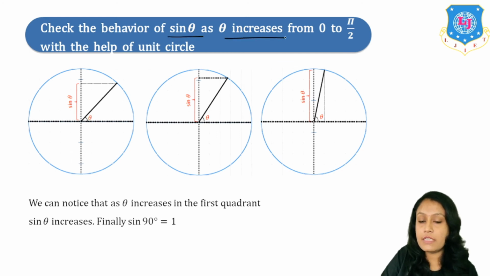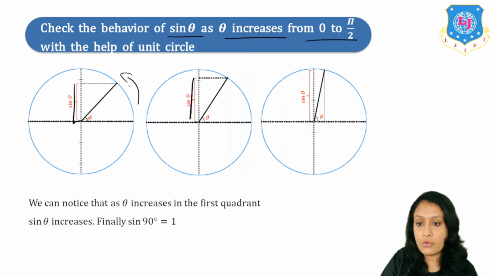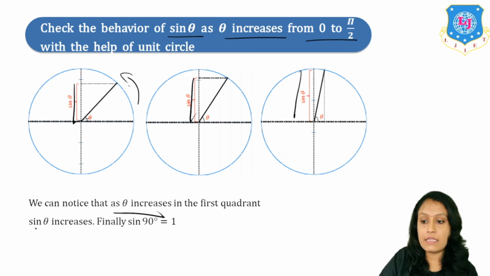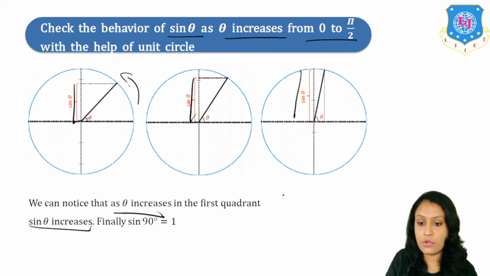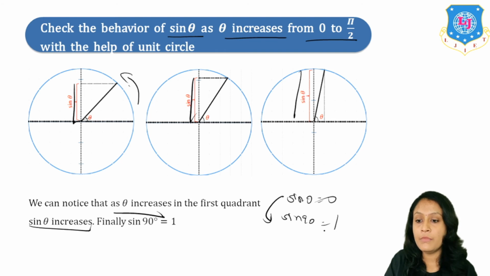Now the theta is increasing from 0 to pi by 2, so again move in this direction, 0 to pi by 2, and the y coordinate is the sine theta. So you can see that as theta increases, sine theta increases. Now sine 0 is 0 and sine 90 degree is what? 1. So as we are going from 0 to 90 degree, the value increases.